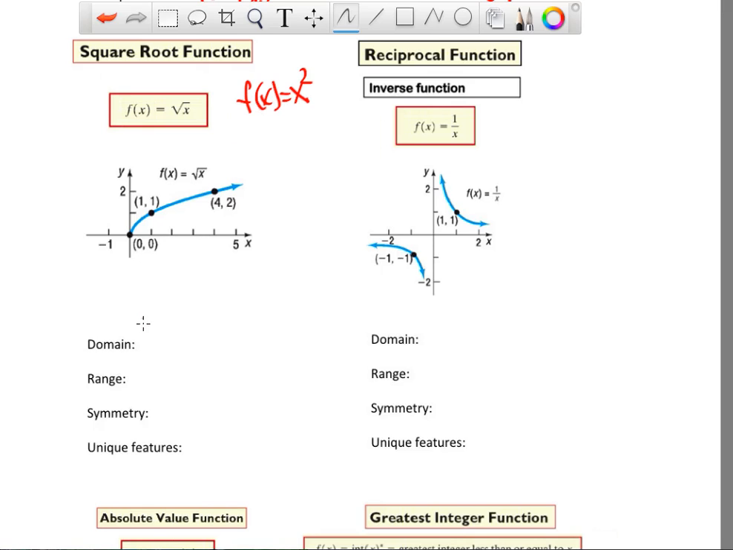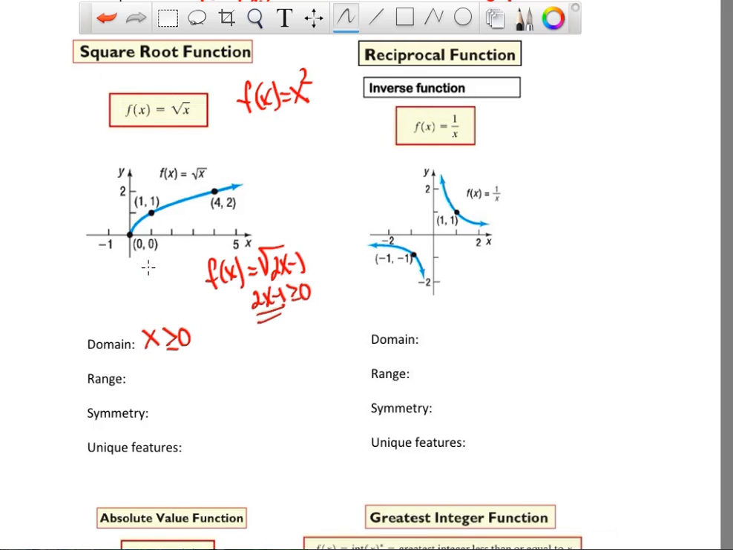The domain would be that whatever's underneath the square root, in this case it's the square root of x, so whatever is underneath the square root needs to be larger than or equal to 0. And we've seen that a couple times already this year. So if you had a square root function like this, 2x minus 1, then 2x minus 1 needs to be greater than or equal to 0. So again, the argument needs to be larger than or equal to 0.